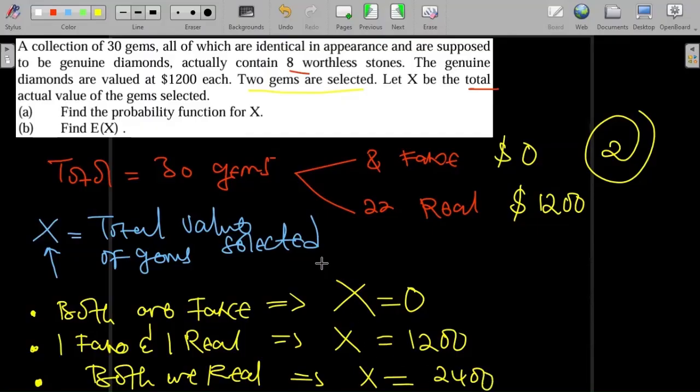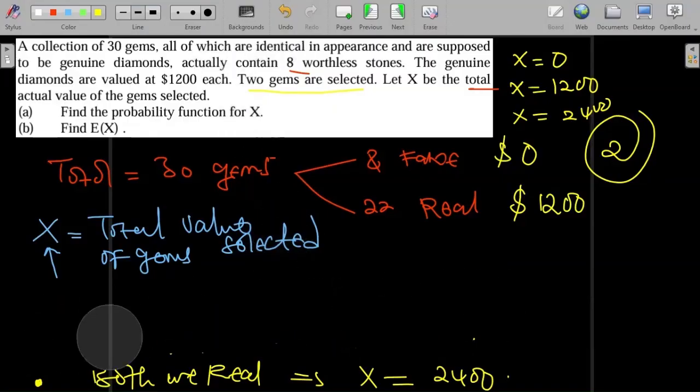2400. Okay, so these are the possible values of x, the ones that I've listed here. We're just remaining with finding the probability of each value of x, and then we put it in a table. That will be our probability function. So I'll write them here: x is equal to 0, x is equal to 1,200, x is equal to 2400.